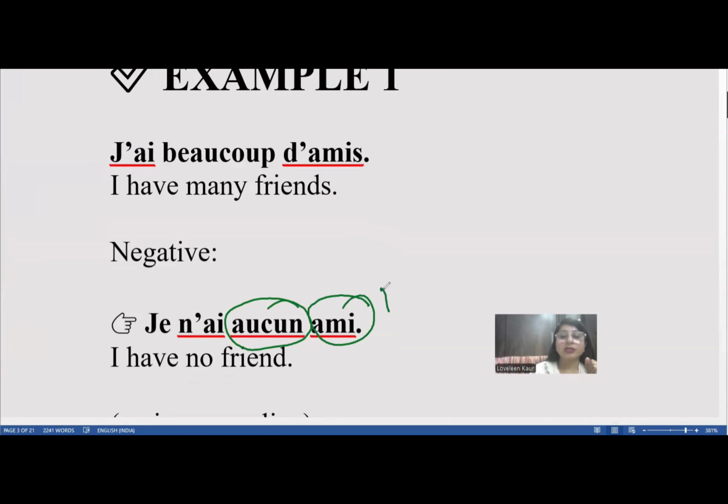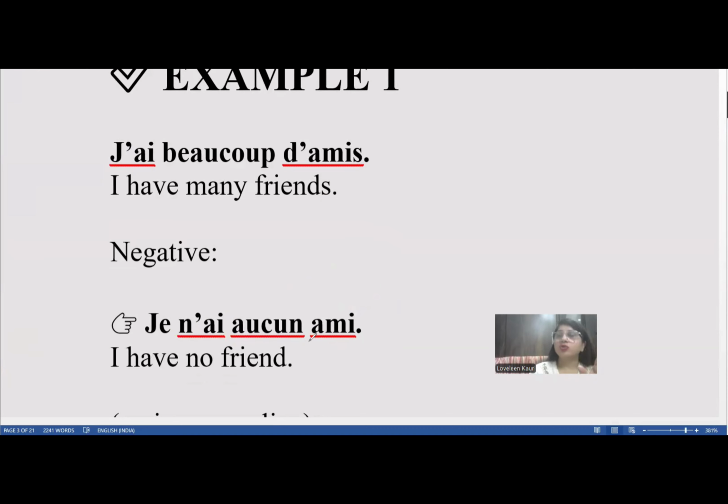Because ami is masculine, so we'll use aucun. And after aucun, always singular things come, not plural. So we'll say, je n'ai aucun ami. I don't have any friend. I have no friend. We'll put ne and aucun.